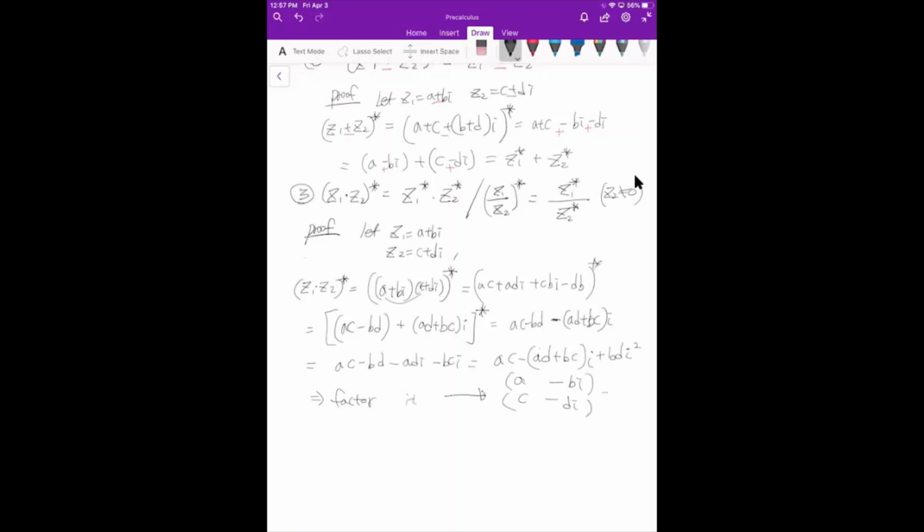So the conclusion is it's the same as z1 conjugate times z2 conjugate, right? Plus became negative. So conjugate first and then multiply. So you just proved it, right?